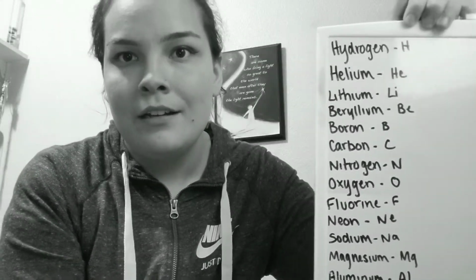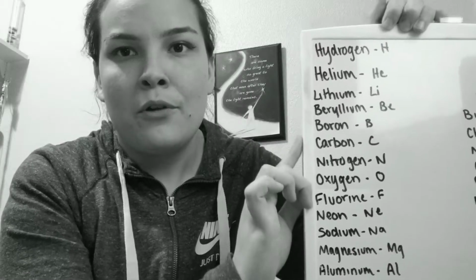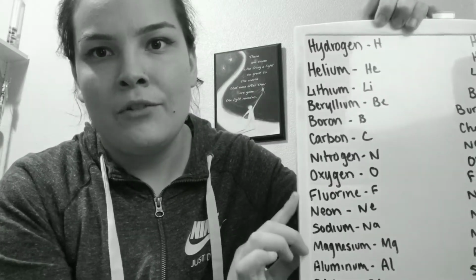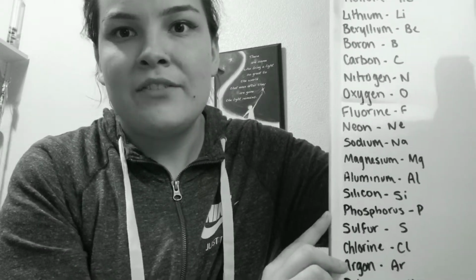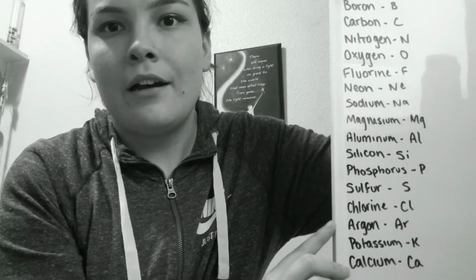But before I tell you the mnemonic, it is important to know each element name and their respective symbol, because this mnemonic only uses their symbol as a basis for each word. So starting off with hydrogen: helium, lithium, beryllium, boron, carbon, nitrogen, oxygen, fluorine, neon, sodium, magnesium, aluminum, silicon, phosphorus, sulfur, chlorine, argon, potassium, and calcium.